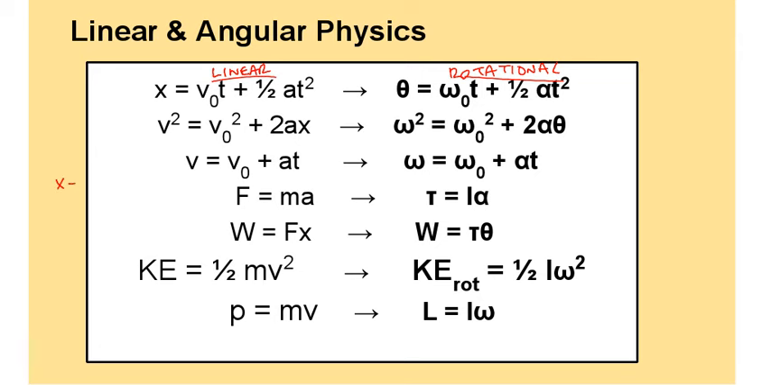Here's that list again. X turns into theta. V turns into omega. A turns into alpha. M turns into I. F turns into torque. Is that everything? Oh, and P becomes angular momentum, L, like that. Just by simply replacing the variables, we get a whole new physics. And I think that's kind of neat.